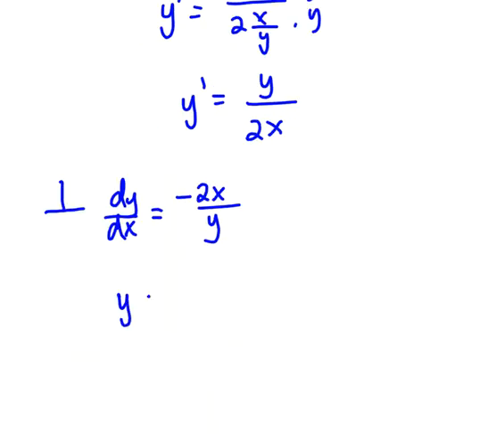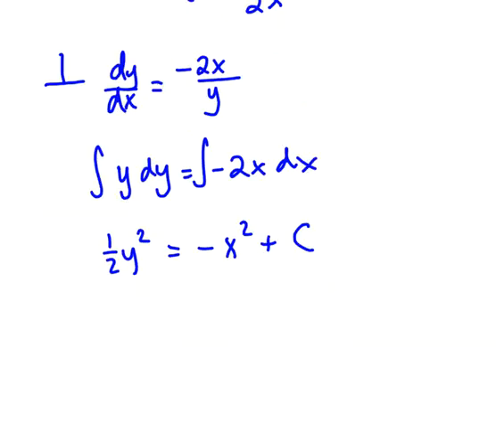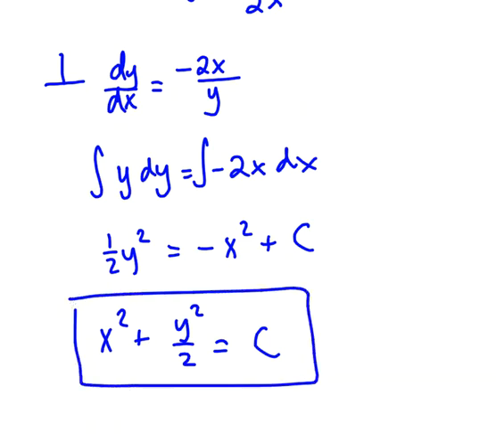And now I'm going to separate and integrate. So I cross multiplied, and now I'm going to integrate. I get 1/2 y squared equal to negative x squared plus c. I'm going to move everything onto one side, so I get x squared plus y squared over 2 equal to c. And rather than solve that, I'm going to leave it as an implicit curve because this tells me more information about it than if I had it solved.